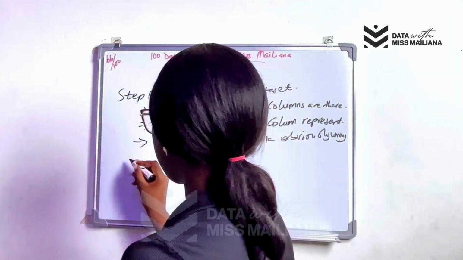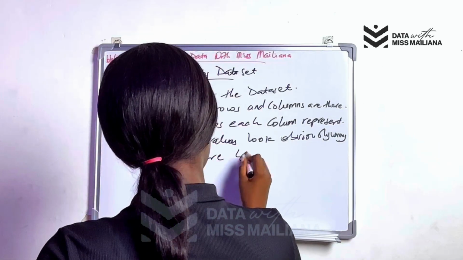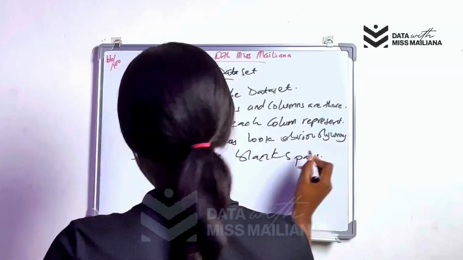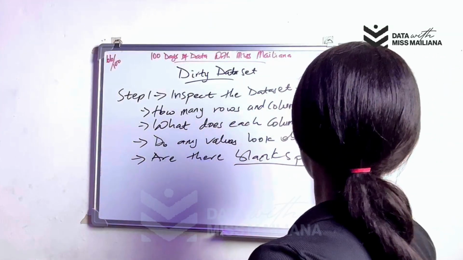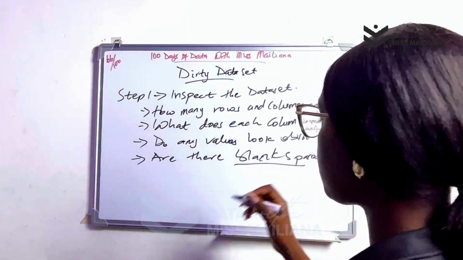And then you also inspect the blank spaces or missing values. So if you say blank spaces, you are saying missing values. If there are, how many are they? How many blank spaces do we have?